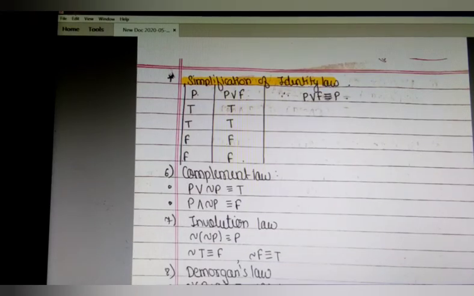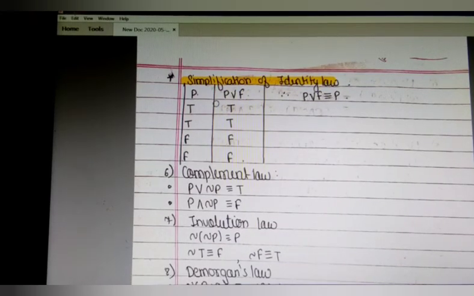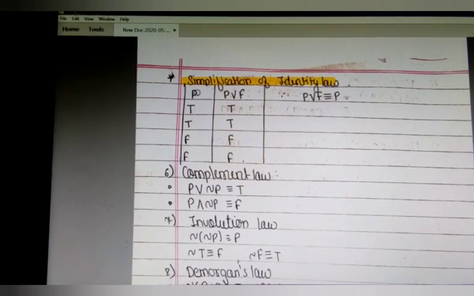I have taken one of the laws, P or false. So this is the truth table of P, and it is compared with false. So true or false is true, true or false is true, false or false is false, and false or false is false. So the truth values in this table and this table are similar. So P or false is P. This is verified. The first and the last column are same.